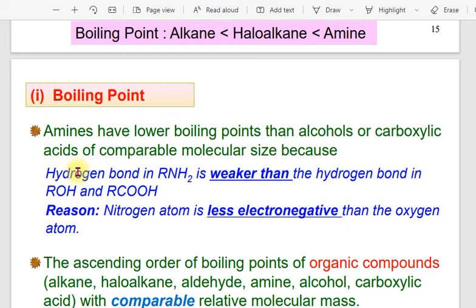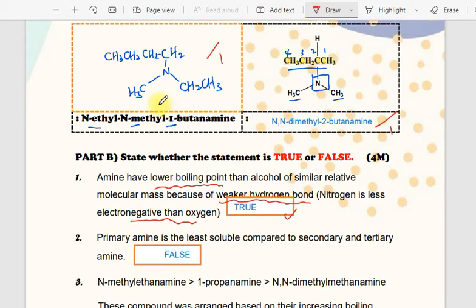So this is an explanation, and it is the same as the question. The statement: amine has a lower boiling point than alcohol of similar relative mass because, always remember, it has weaker hydrogen bond. Why? Because nitrogen is less electronegative than oxygen. Always remember the most electronegative is fluorine, followed by oxygen, and then the least electronegative is nitrogen. Only a hydrogen atom attached to FON, a fluorine atom, oxygen atom, or nitrogen atom, can form hydrogen bond.